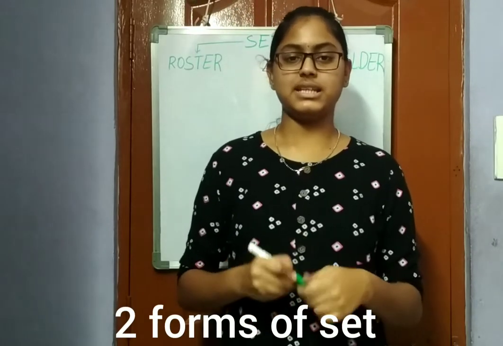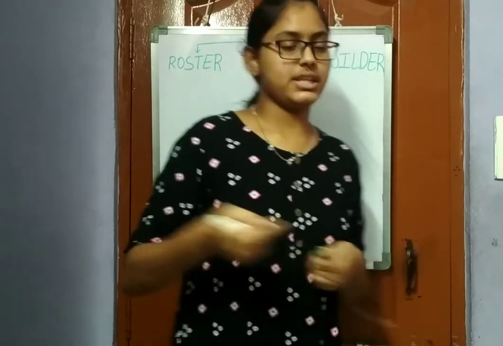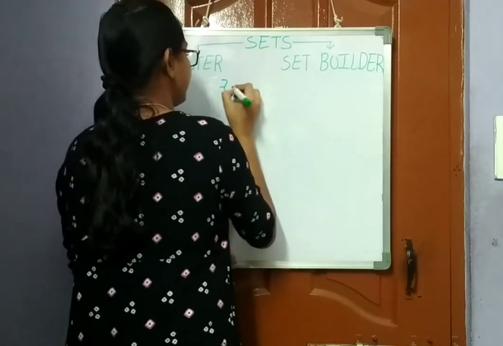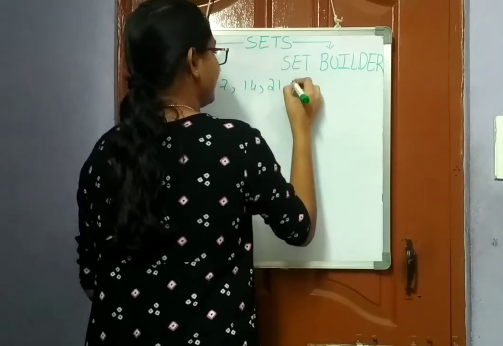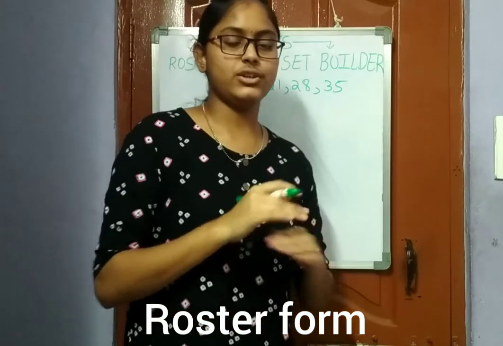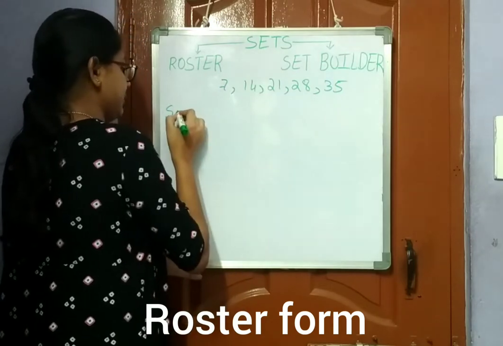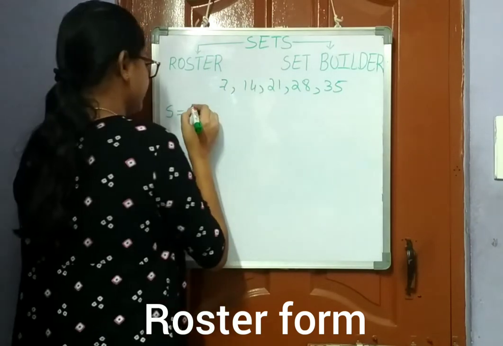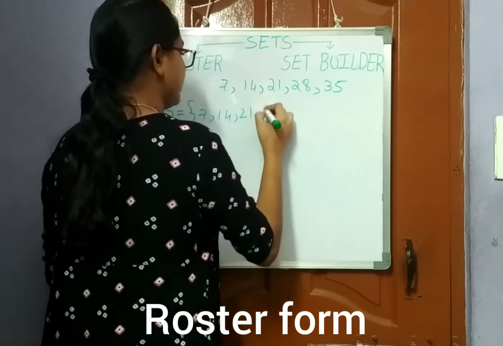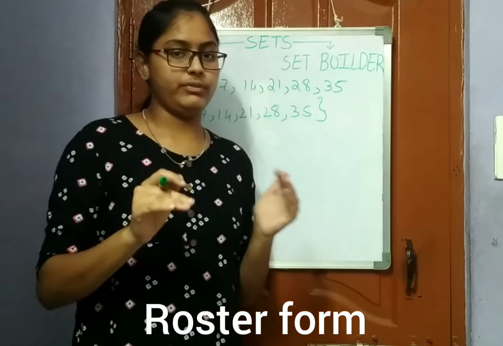A set can be expressed in two forms, that is roster form and set builder form. Now let's get to know by using an example. Let's take an example of first 5 multiples of 7, that is 7, 14, 21, 28 and 35. Roster form is when we list out all the elements of the set. The set of first 5 multiples of 7 can be written as S, set of 7, 14, 21, 28, 35. Roster form is nothing but a general form of a set.